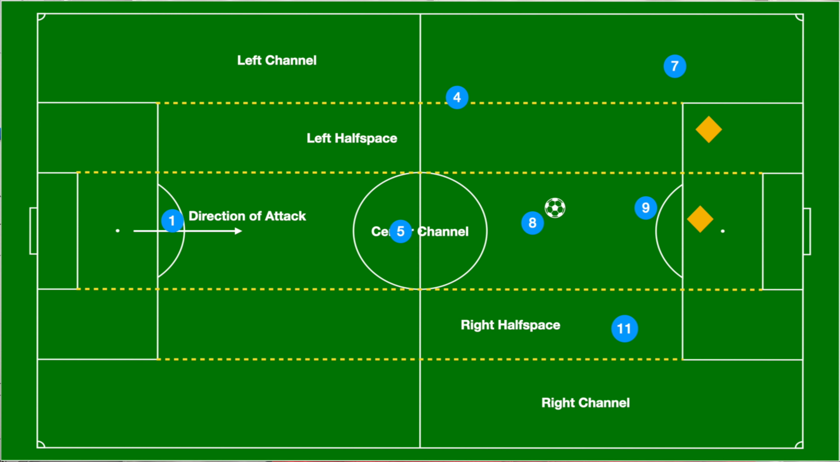Our 9 is a little flat on our 8. But when you take a look at this, now the 11 has moved through the right half space, and the 9 has moved into the left half space. So now that 8 has a lot of options. They can play the ball three different ways, but those 2 center backs have to make choices. Who do I go with?